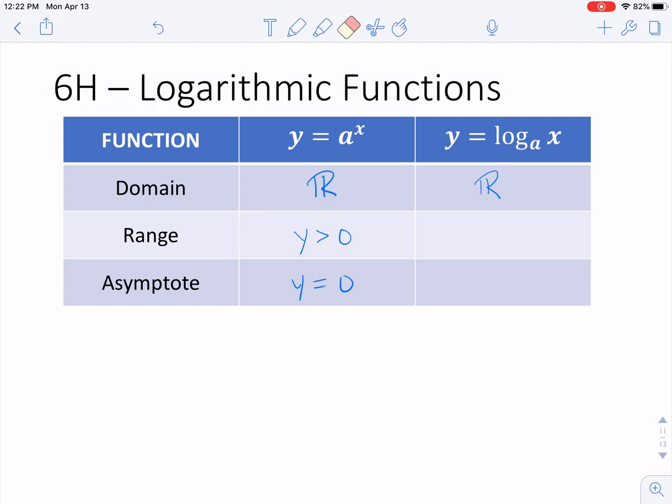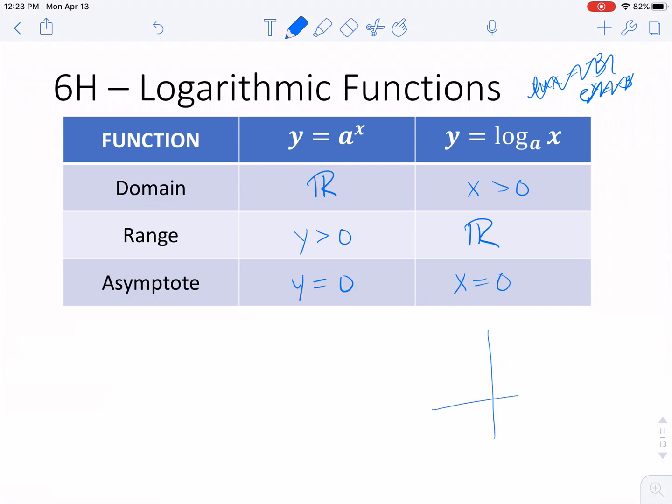No, they need to switch. Your x and y need to switch. So your x values have to be greater than 0. Notice we had answers that had ln of x is equal to negative 3, and we know that those can't exist. All right, so, no, e to the x is equal to negative 3. Those don't exist. All real numbers is your range, and your asymptote this time is x is equal to 0.